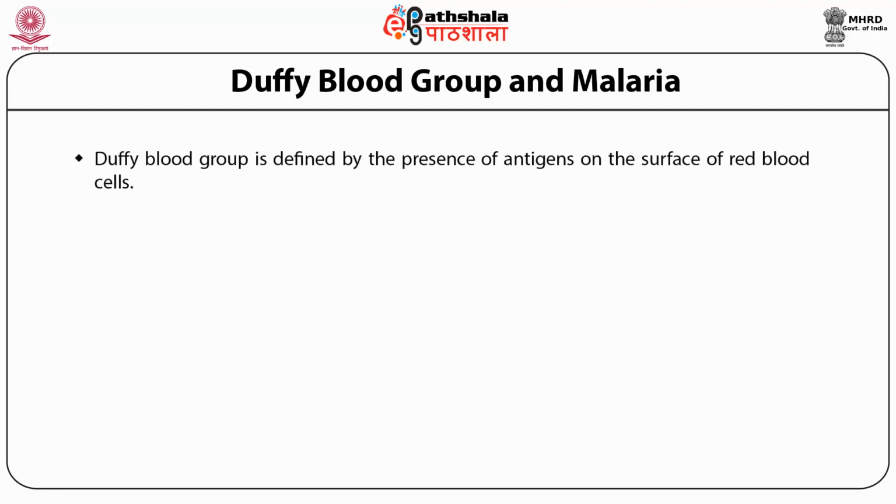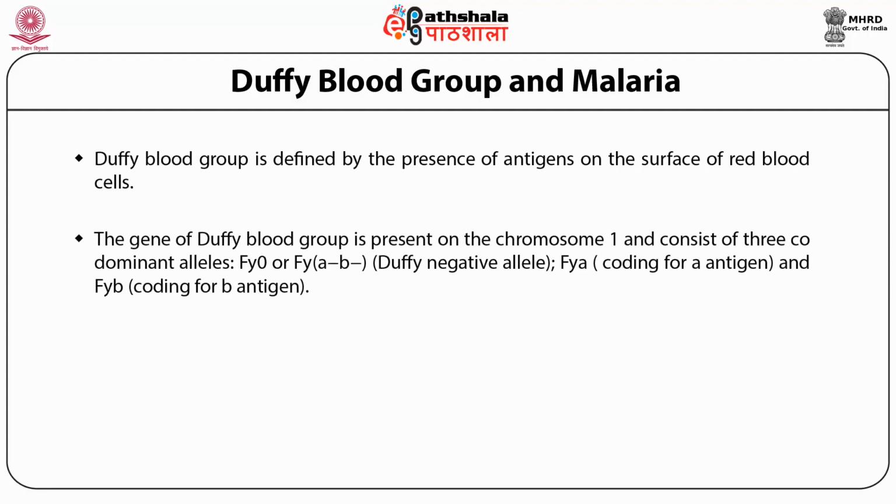The Duffy blood group is defined by the presence of an antigen on the surface of red blood cells. The gene of the Duffy blood group is present on chromosome number 1. It consists of 3 codominant alleles: FYA, FYB, and FY negative. The FYA allele codes for antigen A, the FYB allele codes for antigen B, and the FY negative allele codes for neither antigen A nor B.